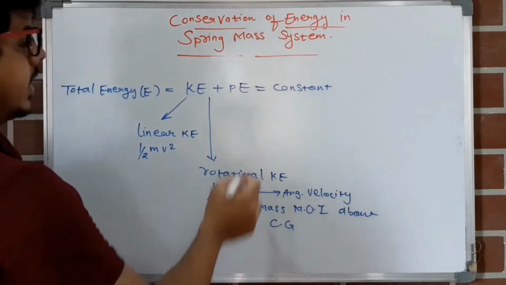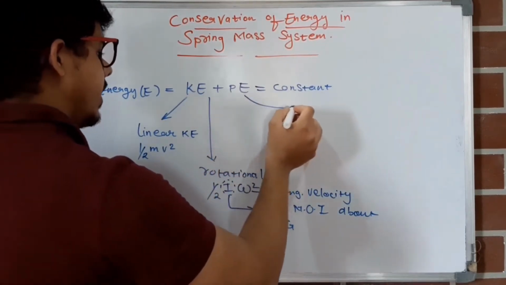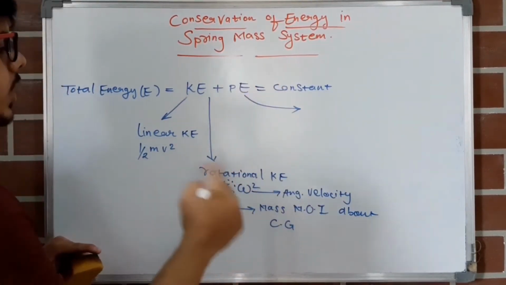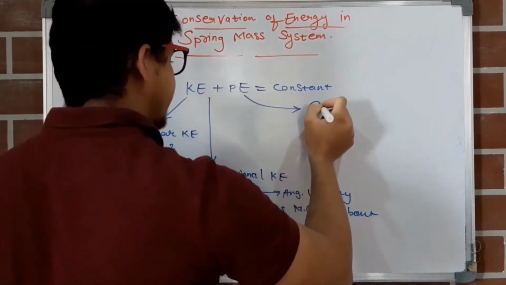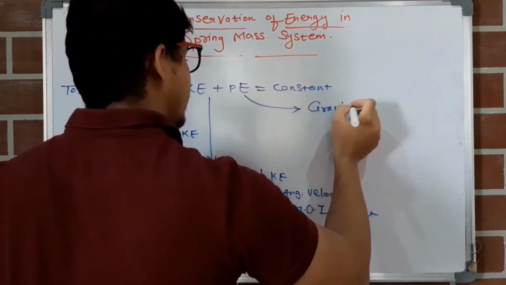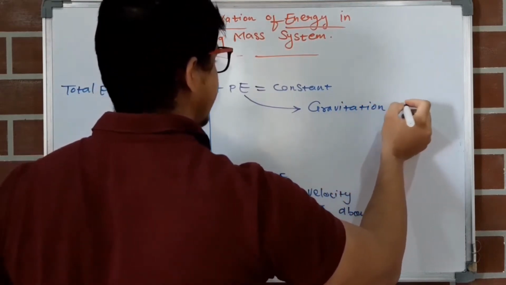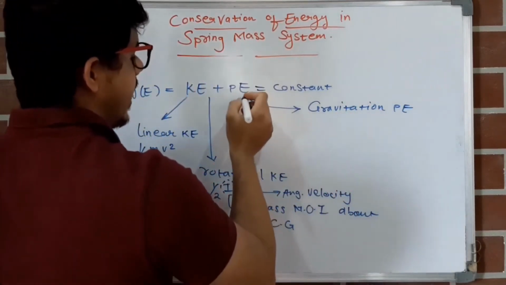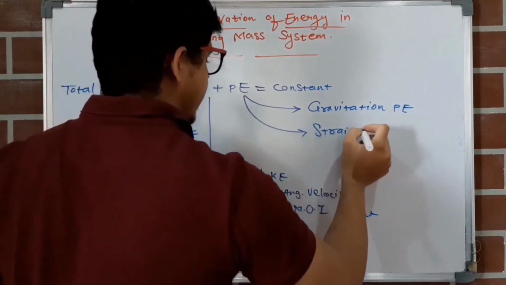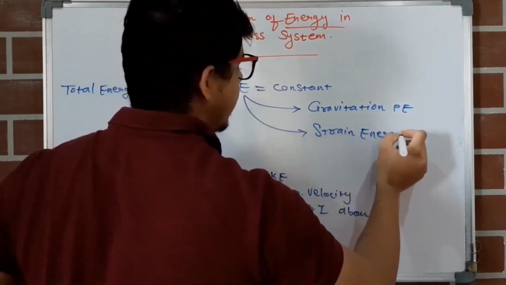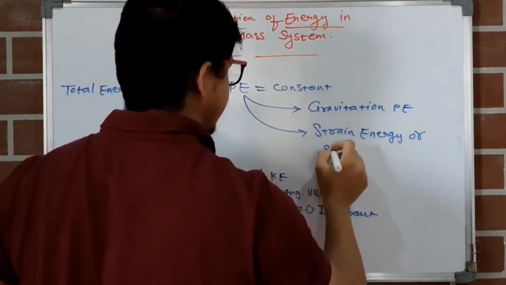Now we will see the potential energy. As we know, we have two types of potential energy. First is gravitational potential energy, which is due to gravitational force, and second is strain energy or spring potential energy.